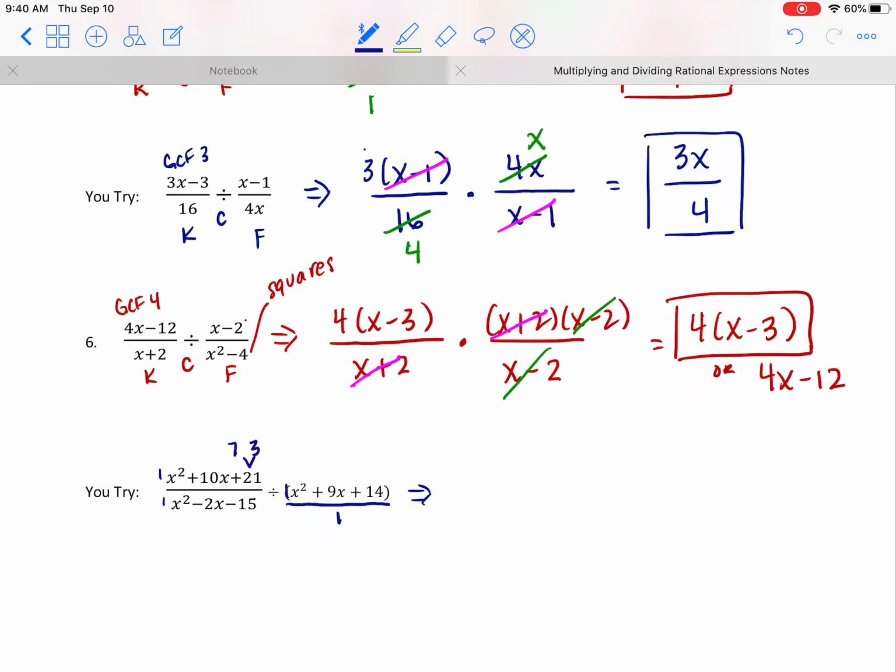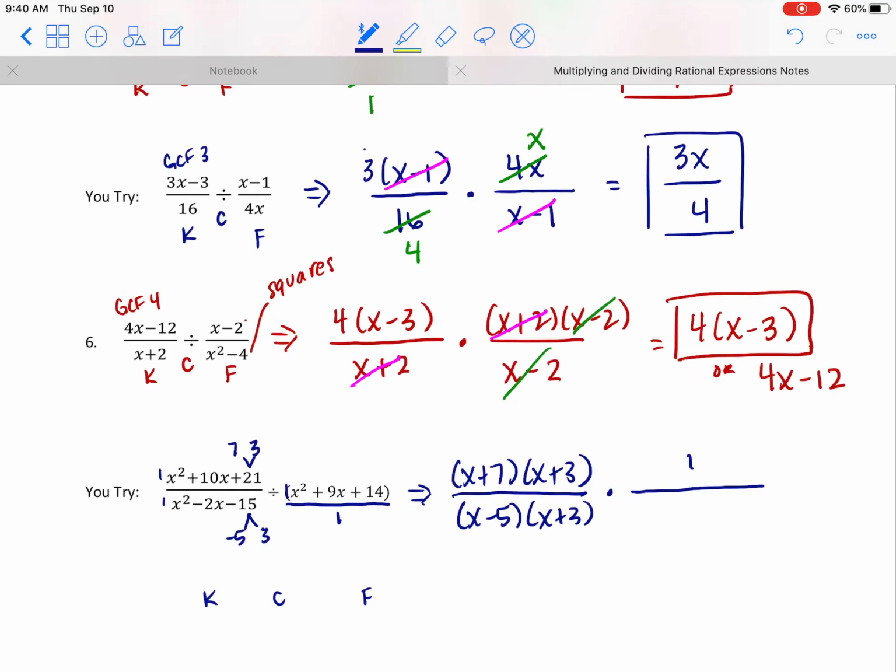So we're going to keep this first fraction the same. That's going to stay on the top. So x plus 7, x plus 3. And then on the bottom, we need factors of negative 15 that make negative 2. So we can use negative 5 and 3. So x minus 5 and x plus 3. Alright, now we can change the division to multiplication. And then we're going to flip this second fraction. So now the 1 goes to the top, and on the bottom, what are the factors of 14 that make 9? 7 and 2. So x plus 7 and x plus 2.